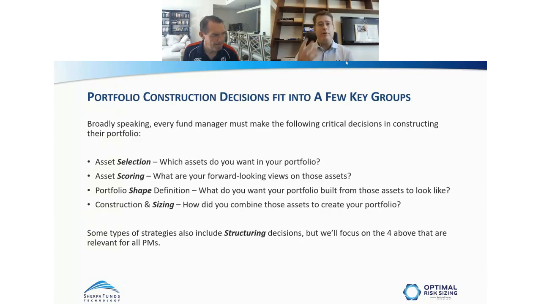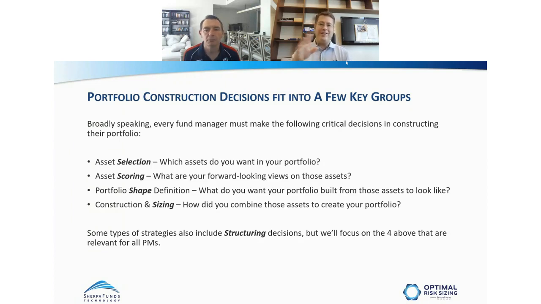The third is going to be our portfolio shape. So that's, what do you want your portfolio to look like? What's the box that you can play with those assets? Fourth, we're going to talk about construction and sizing. So given those assets, given those scores, and given the shape of the portfolio you want to build, how successful were you at combining and sizing those assets to achieve the objective you wanted?